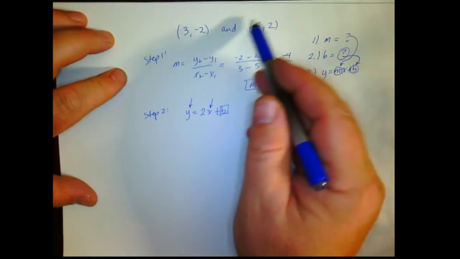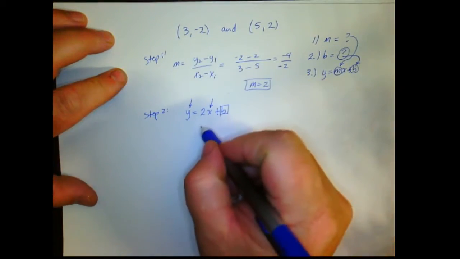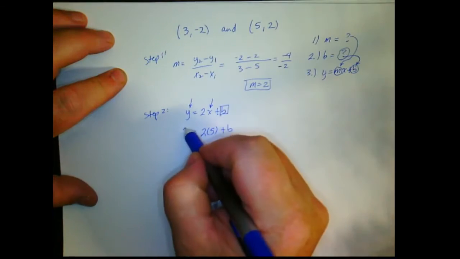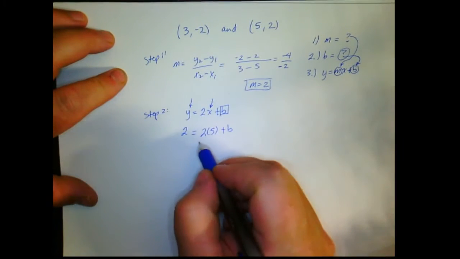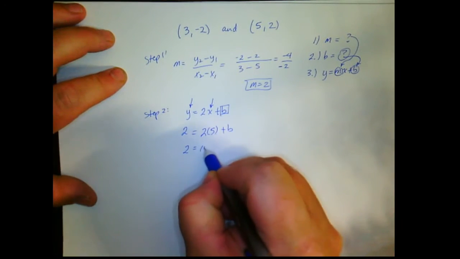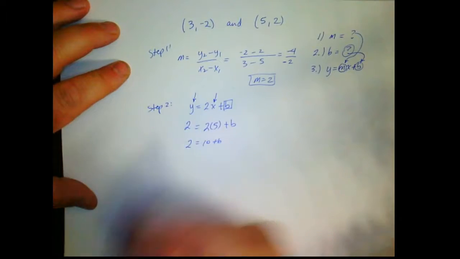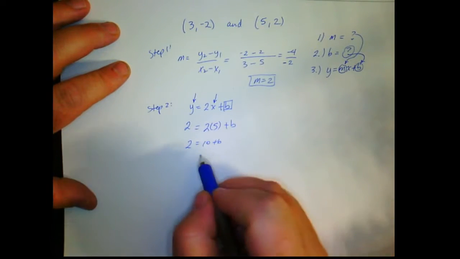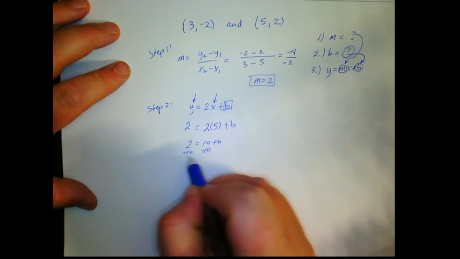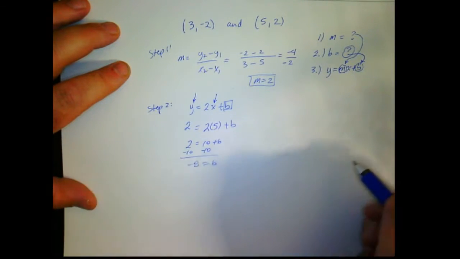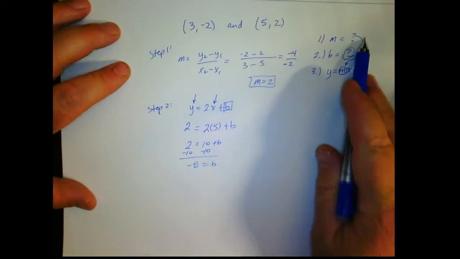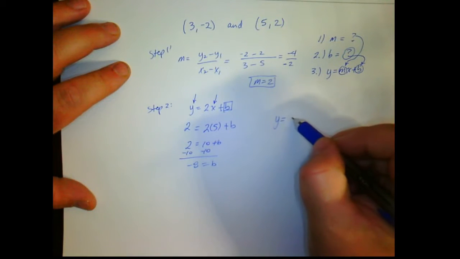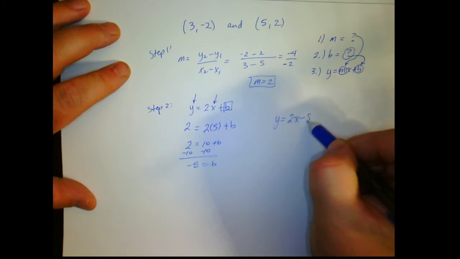I'm going to pick this one because it's got positives. So look, 5 is x, in parentheses, plus b, and then y was 2. So all you got to do is solve that. So that's 10, right? So 2 equals 10 plus b. And that means that b is negative 8. Has to be, because 10 plus negative 8 is 2. If you didn't think of that in your head, there you go. So there's b. We know that the slope is 2. We know the y-intercept is negative 8. So all we've got to do is write our final answer like that.